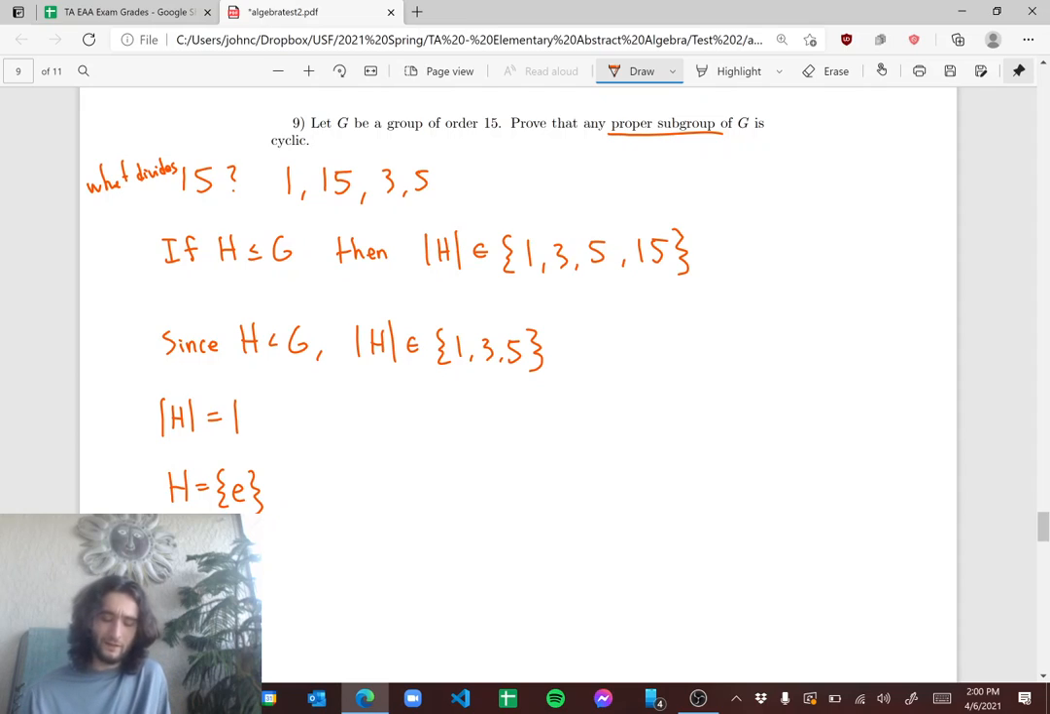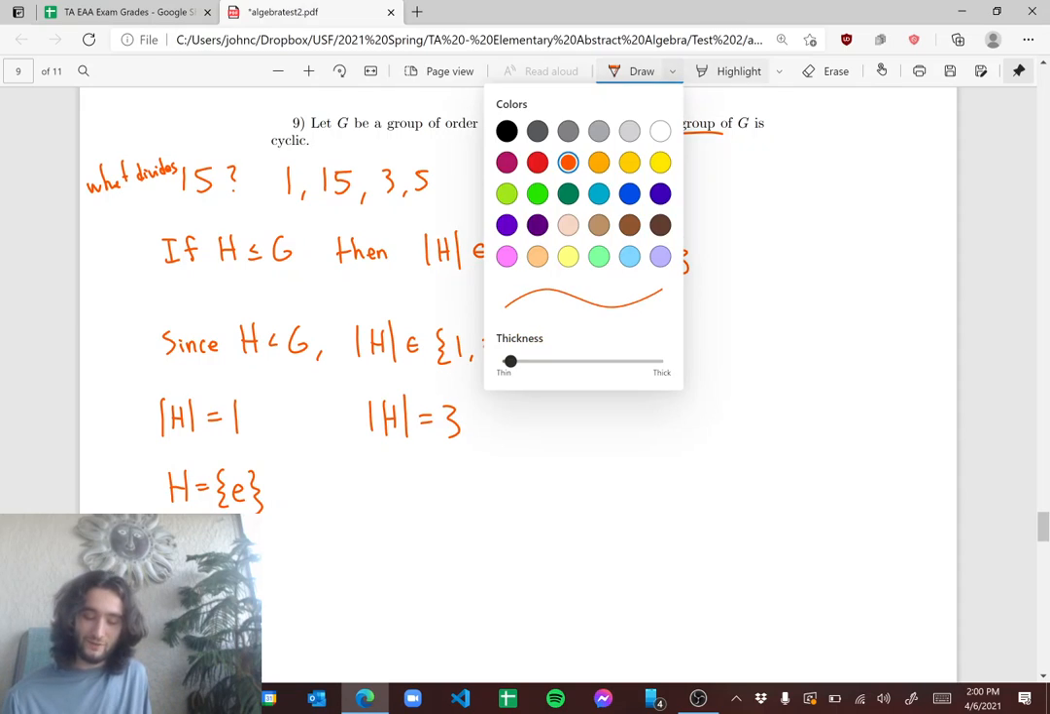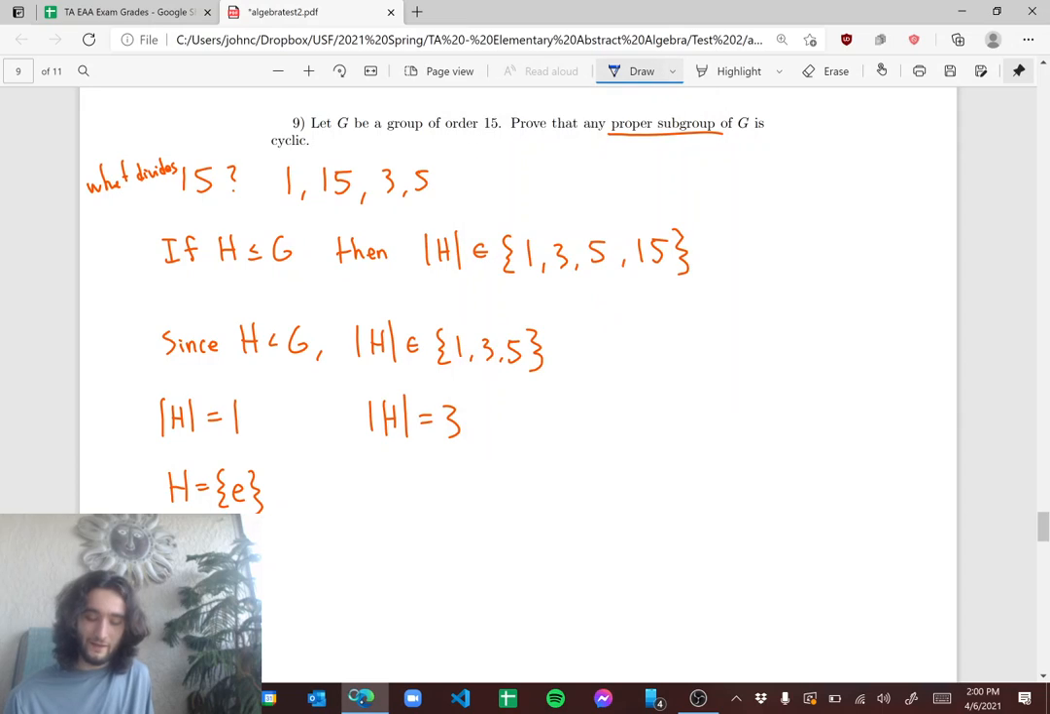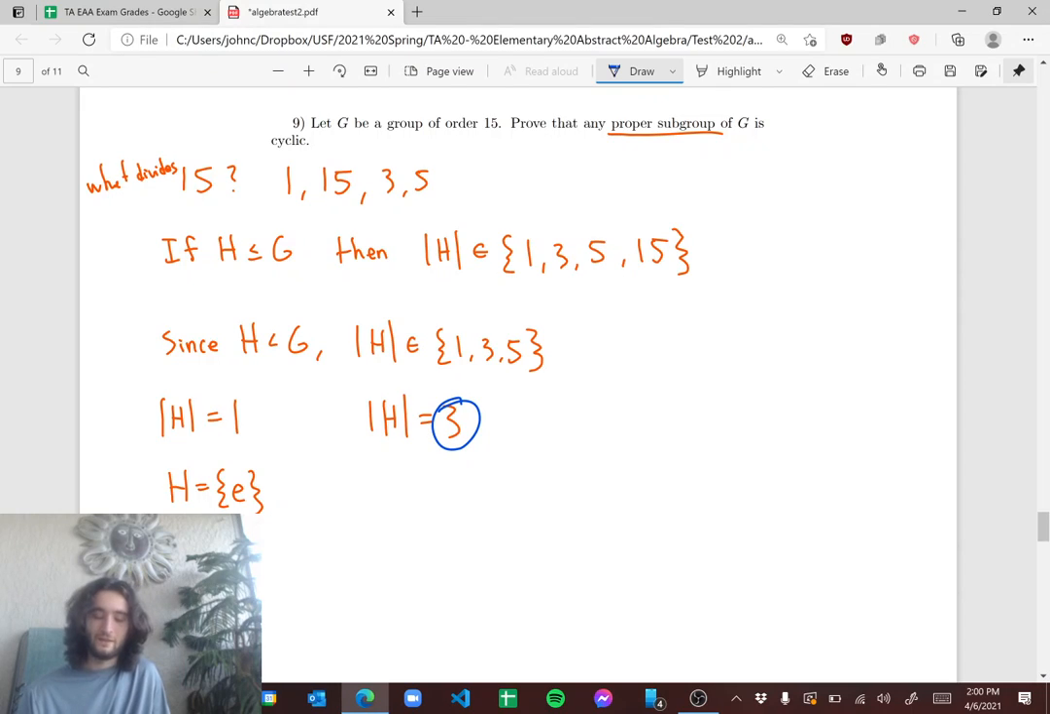What about the case when H is of size 3? Well, you might say, I don't know much about it. Is that cyclic? I don't know. But remember what we just found in question 8: if the order of a group is prime, like this one is here, then it's got to be cyclic. So there you go. This is definitely cyclic.